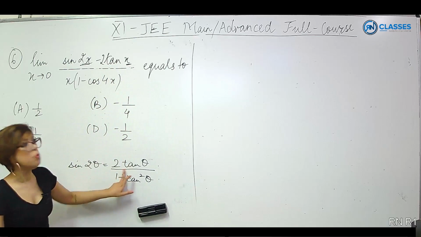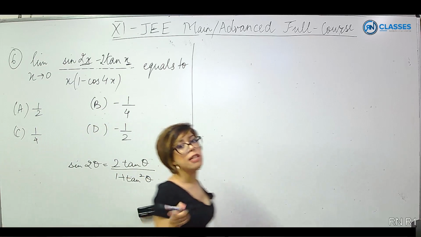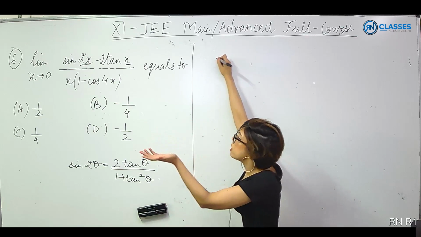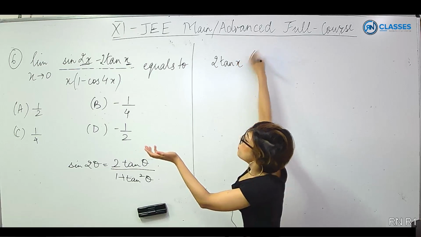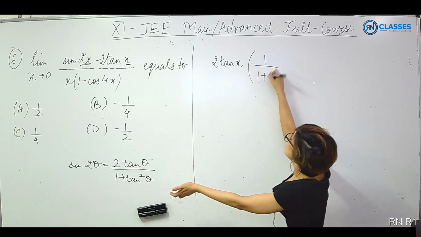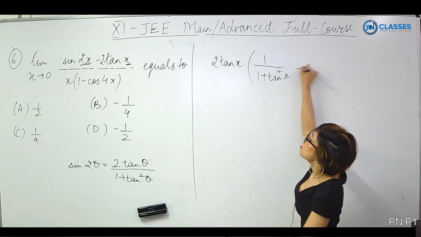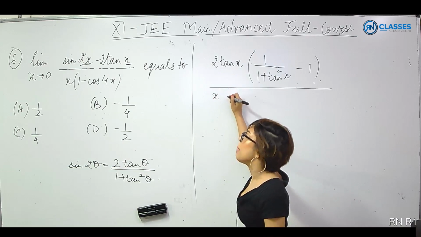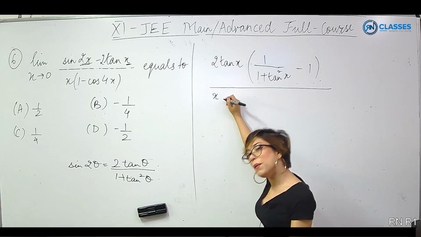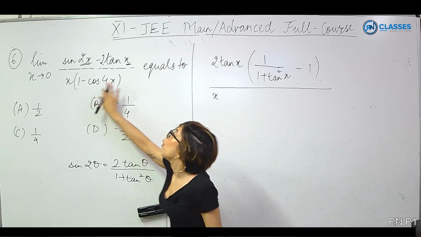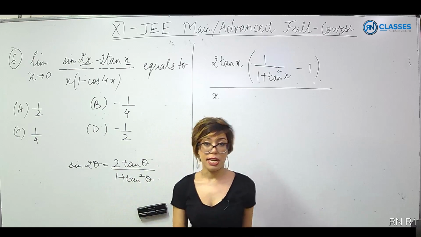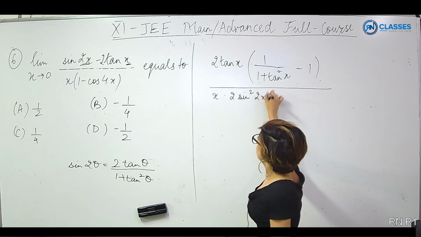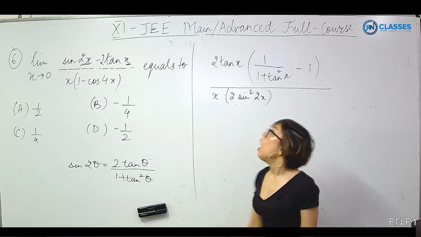2 tangent x, 2 tangent. So maybe let's change sine 2x to tangent x form, so that is 2 tangent x. I will take 2 tangent x common anyways, and I'm left with 1 divided by 1 plus tangent square x minus 1, divided by x into 1 minus cos 4x. Now I know what I have to do over here. Of course, 1 minus cos 4x, I will try to write as 2 sine square 2x. Half angle. Alright, cool.